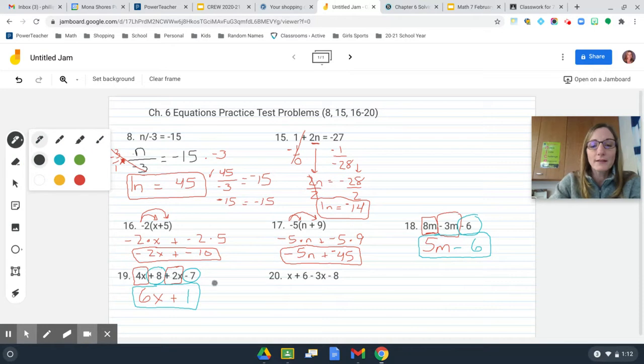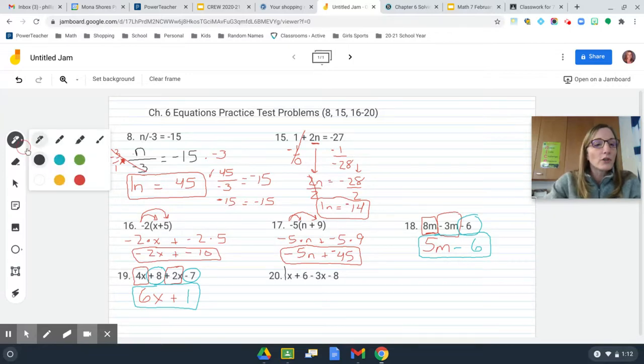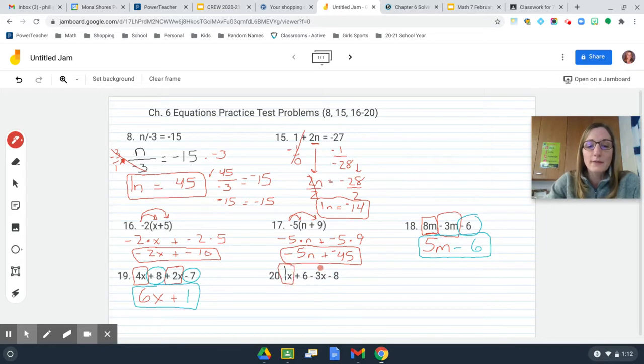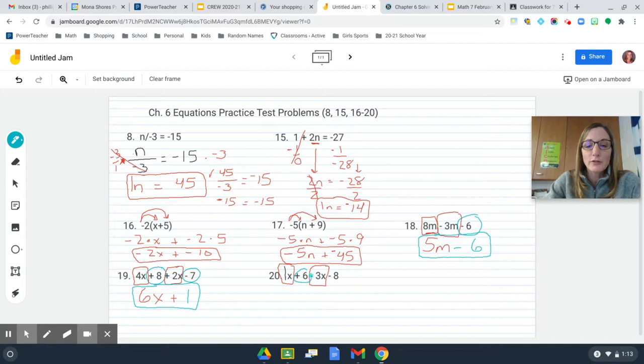So you have x plus 6 minus 3x minus 8. Don't forget, when you have a variable that stands by itself, there's a 1 in front of it. So if you need to put that 1 there because you know you're going to forget, then write it in so you see it. Because when you go to combine like terms, I'm going to box in my 1x, I'm going to box in my negative 3x. Also, my constants, I'm going to draw circles around, so positive 6 and negative 8.